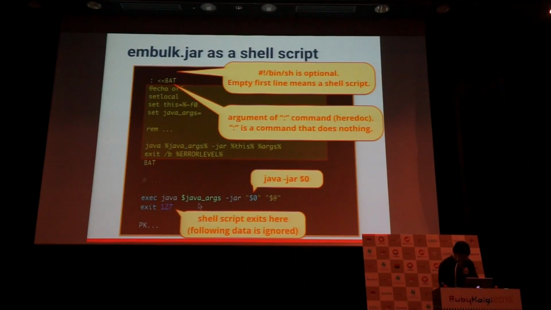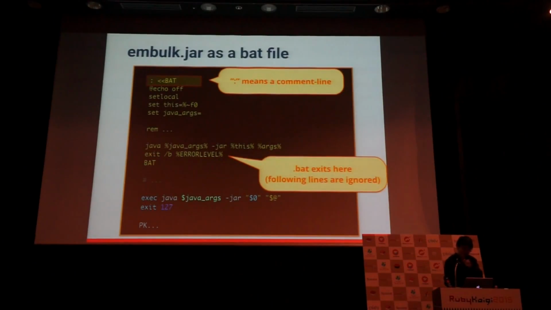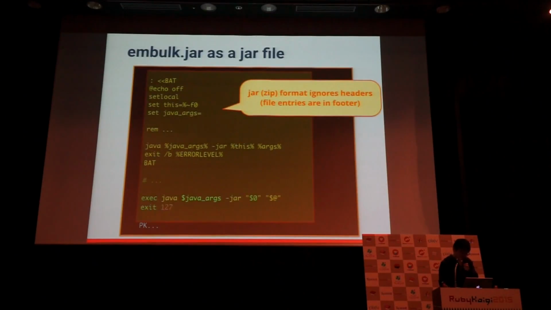Then it executes java -jar and gives itself. This is also a batch file. Colon means comment. Then this weird thing is a comment. So this is a batch file. Then it exits here. So the others are just garbage. Don't care. This is also a jar file because a jar file, which is actually zip format, ignores headers. So file entries are stored in the footer. So having this comment in the header is just okay.